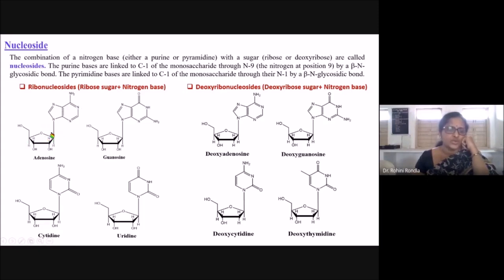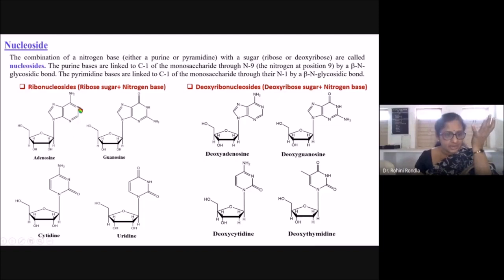See here, actually there should be an OH here, and this nitrogen should have hydrogen. A condensation process happened with the loss of water, and a glycosidic bond is formed between the sugar and the nitrogen base. A bond formed between the 9th nitrogen of the nitrogen base and the first carbon of the sugar. This is called a glycosidic bond. Okay, so a combination of sugar and nitrogen base is called a nucleoside.